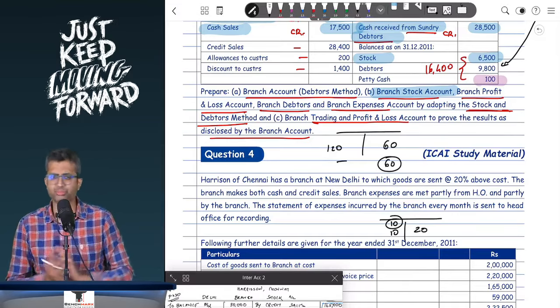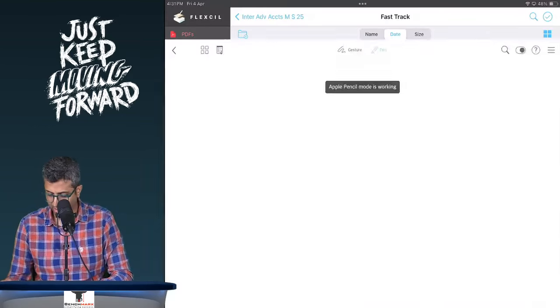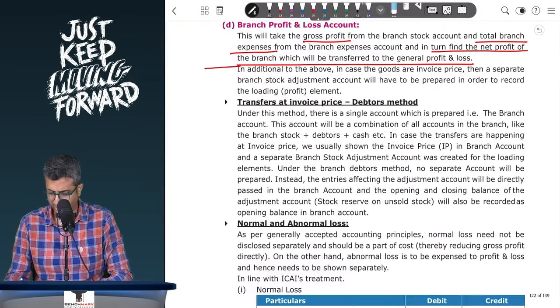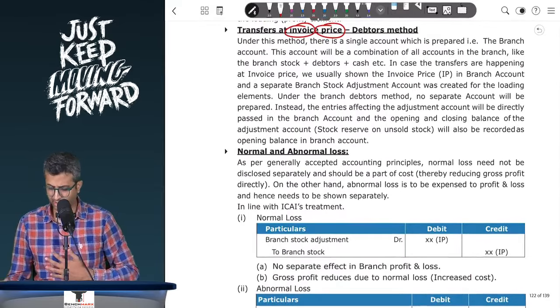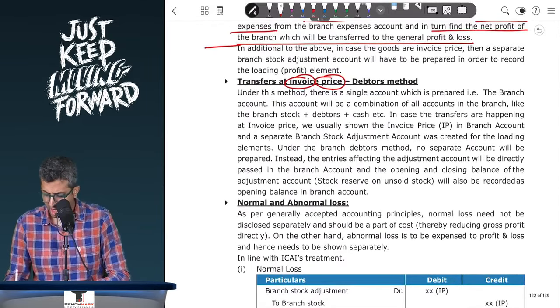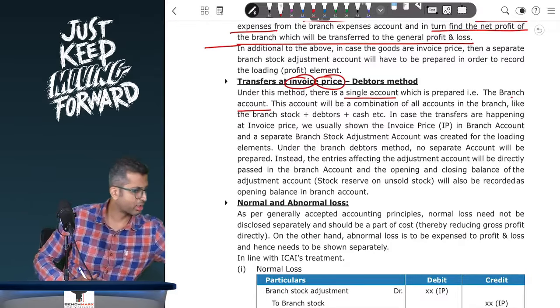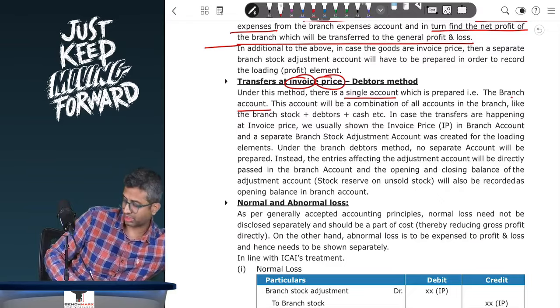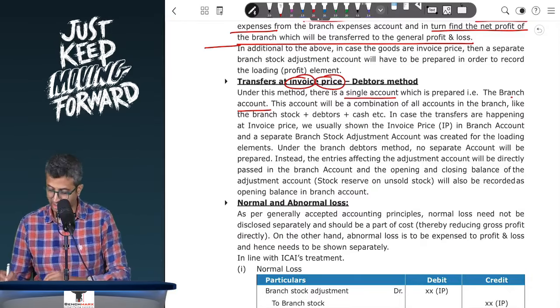So that is something that you have to be a little more careful about whenever there is a profit margin involved. So if you look at questions where there is transfers at invoice price, maybe in the debtors method or maybe in the stock and debtors method. Under this method there is a single account which is prepared, that is a branch account. This is when I said branch stock adjustment account, that branch stock adjustment account is prepared in case of stock and debtors method. In case of debtors method, there is a single account only.